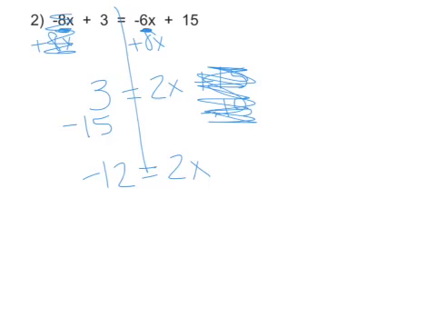The last step, you want to get rid of that coefficient so you can get your variable by itself. So the 2's with your variable. So we'll divide both sides by 2. And negative 12 divided by 2 is negative 6 equals x.